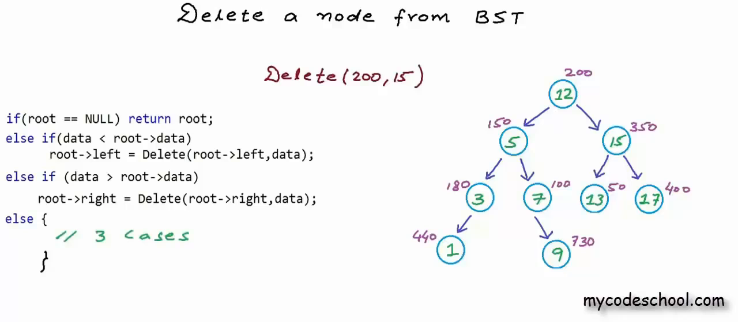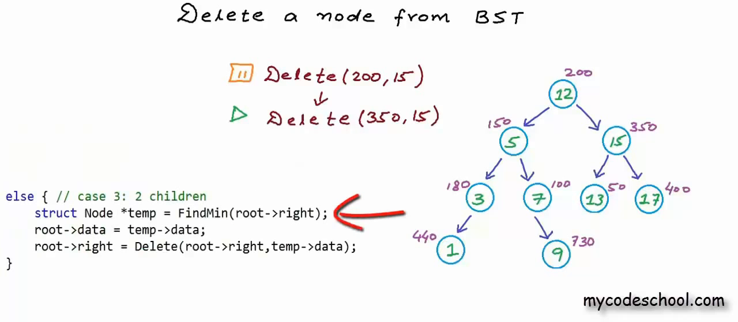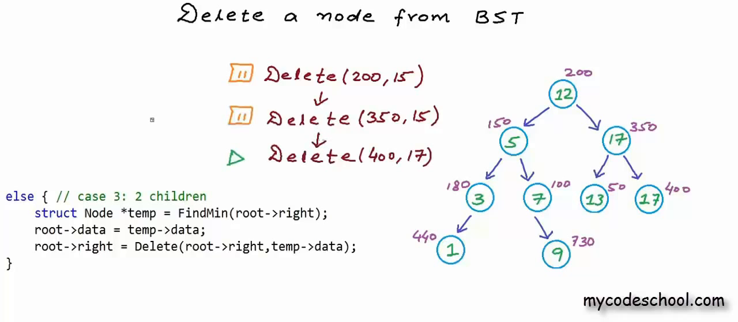In the delete function, for this particular call, control will come to this line. A recursive call will be made. Execution of this call delete 200, 15 will pause, and it will resume only after the function below, delete 350, 15, returns. Now for this call below, we will go inside the third else in case 3. Here we will find the node with minimum value in right, which is 17, which is 400. The value is 17. Address is 400. First we will set the data in the node at 350 as 17, and now we are making a recursive call to delete 17 from the right subtree of 350.